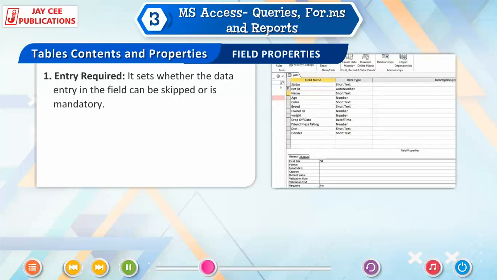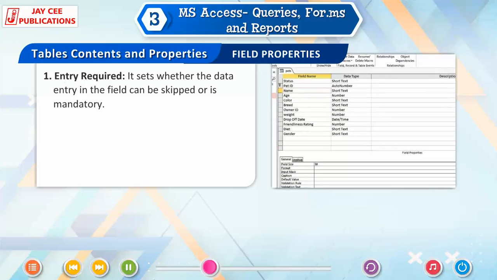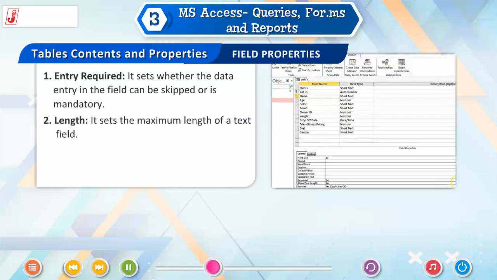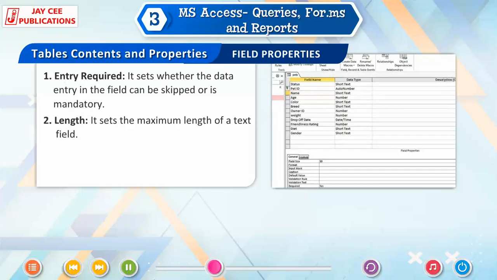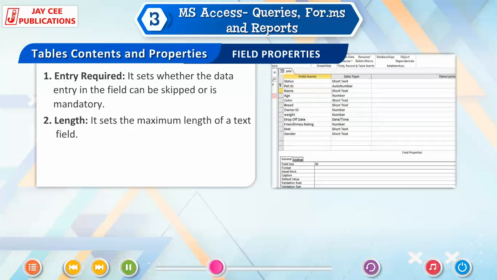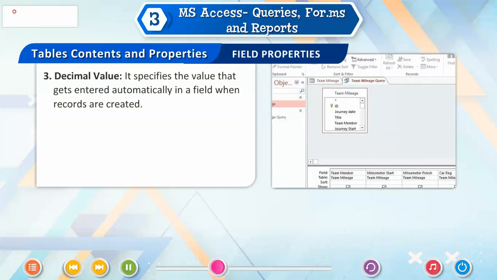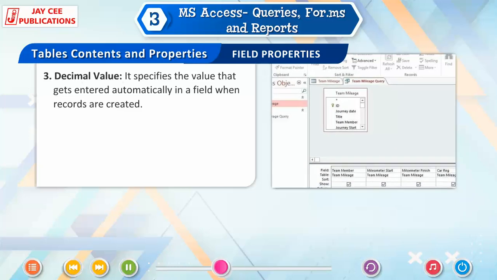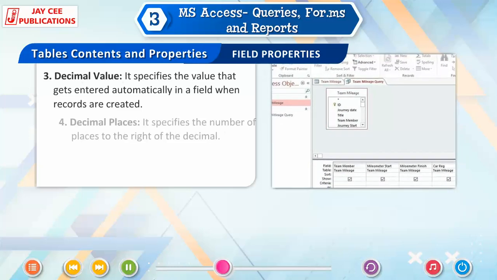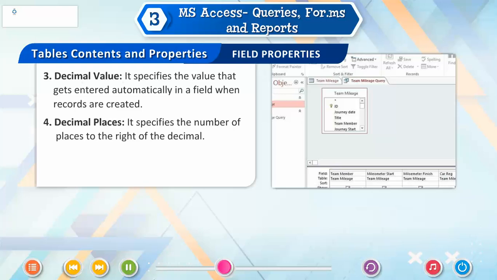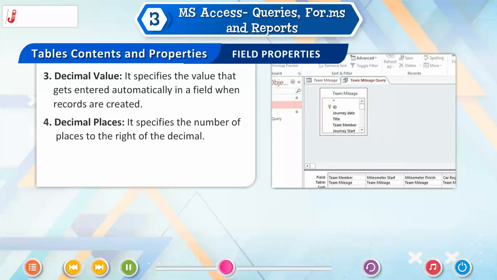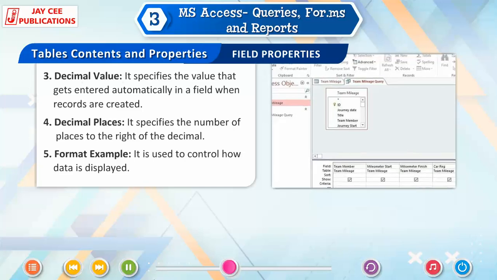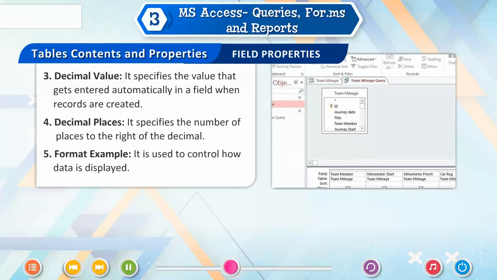1. Entry required. It sets whether the data entry in the field can be skipped or is mandatory. 2. Length. It sets the maximum length of a text field. 3. Decimal value. It specifies the value that gets entered automatically in a field when records are created. 4. Decimal places. It specifies the number of places to the right of the decimal. 5. Format example. It is used to control how data is displayed.